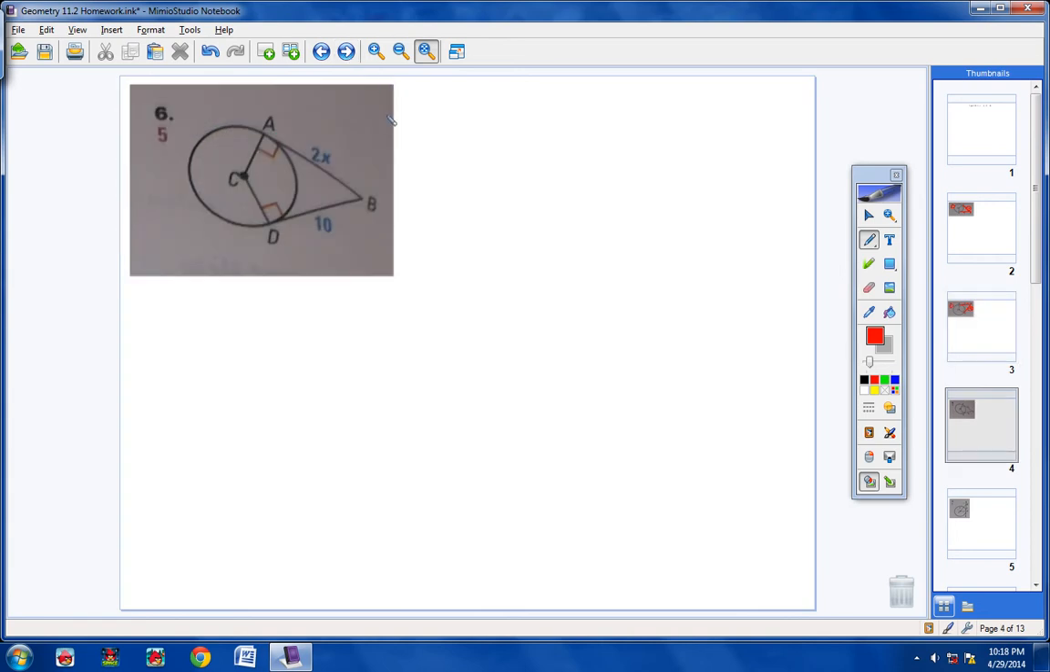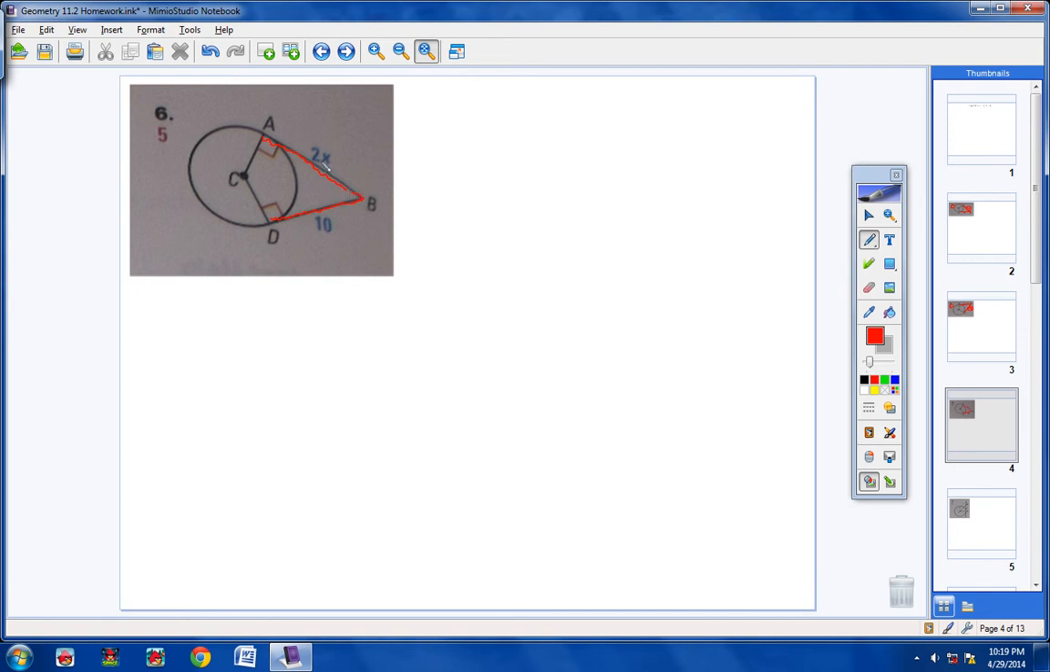Number 6, it's almost the same thing. Notice we have a tangent segment here and a tangent segment here, and they're both coming from the same exterior point B. Anytime two segments are tangent to the same circle and they come from the same exterior point, then those two segments will be congruent. So if the length of this segment here is 10, then the length of this whole segment here is also 10.